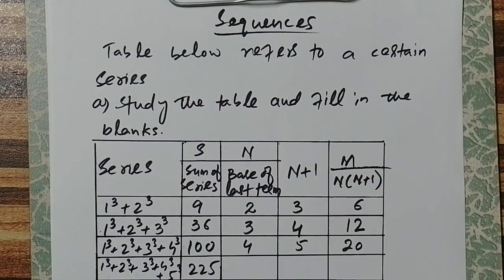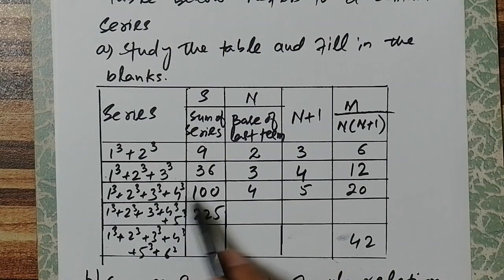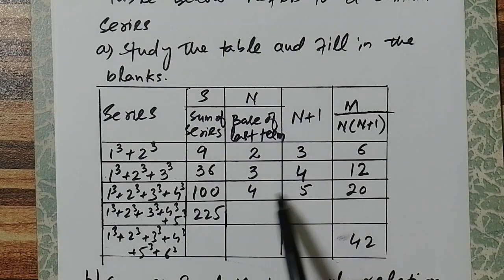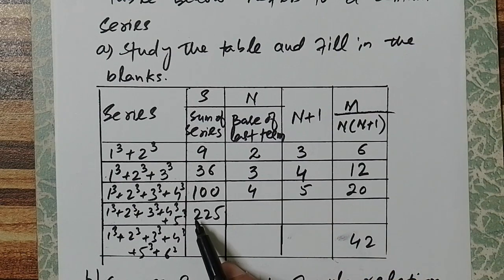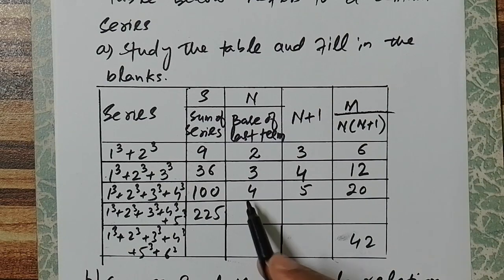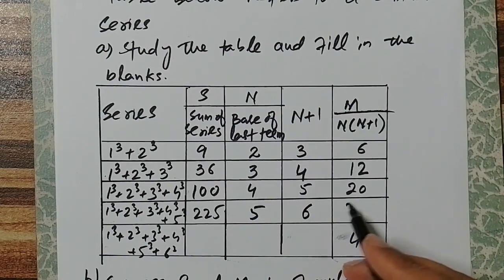And the other places are already filled. The base of the last term is 4. N plus 1, 4 plus 1 equals 5, and 4 times 5 is 20. For this, 225 is the sum of the series. The base of the last term is 5. 5 plus 1 will be equal to 6, and 5 times 6 is 30.